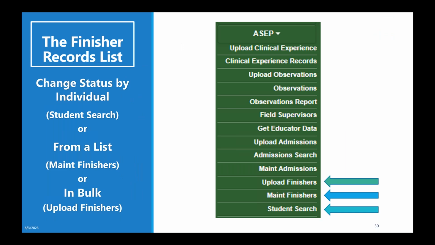There are 3 different ways to add, delete, or update records for candidates on your Finish Your Records list. First, you can search for an individual candidate using Student Search and update the record from the resulting student maintenance screen. You can also filter and generate a list via Maintain Finishers and change candidate status for an existing record from there. Don't forget to save it. Finally, you can use the Upload Finishers bulk upload option to add or delete a record or change the enrollment status for one candidate or for multiple candidates simultaneously.